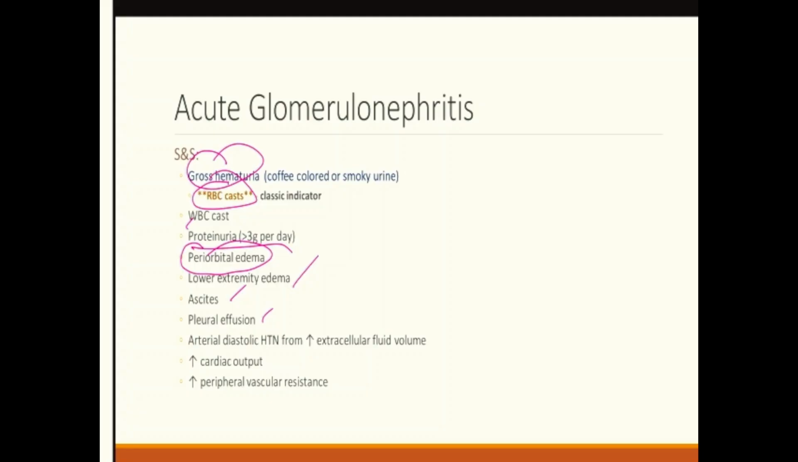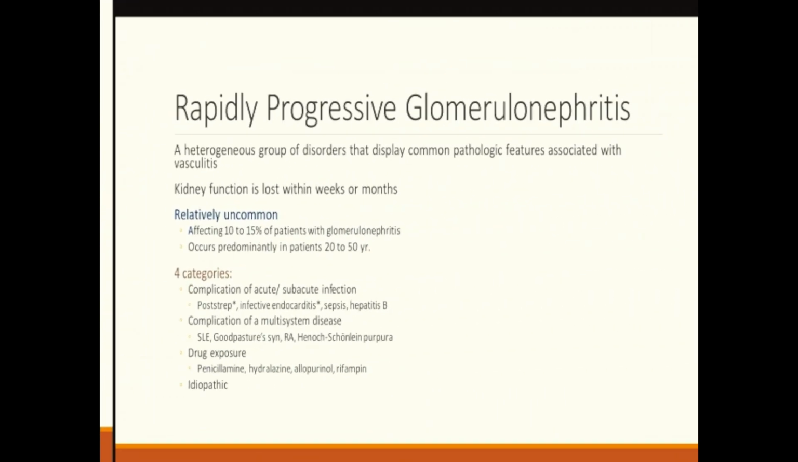You get some diastolic high blood pressure due to increased extracellular fluid volume. So that goes up, so the resting pressure in the system is higher because you have more volume in the system. Therefore, increased cardiac output and increased peripheral vascular resistance due to the acute glomerulonephritis.